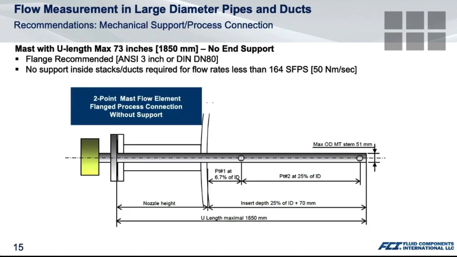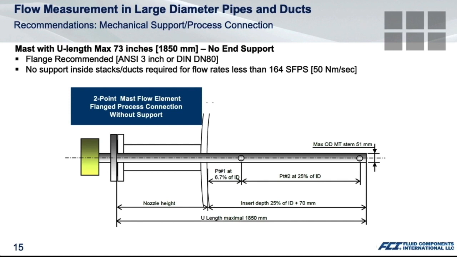In a normal installation with a process connection, such as a flanged, which is recommended, it's normally a 3-inch flanged process connection. It can be threaded, MPT, and here we're depicting a typical mast-type flow element where there is no end support. So it's inserted through a nozzle, and that mast probe can extend all the way to the other side of the inside of that diameter.